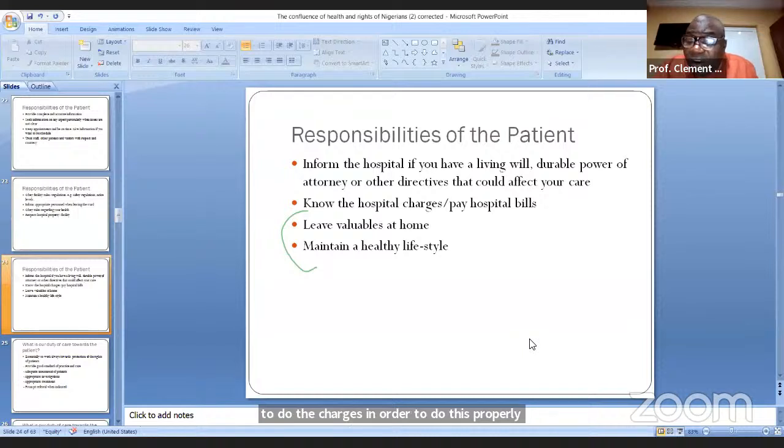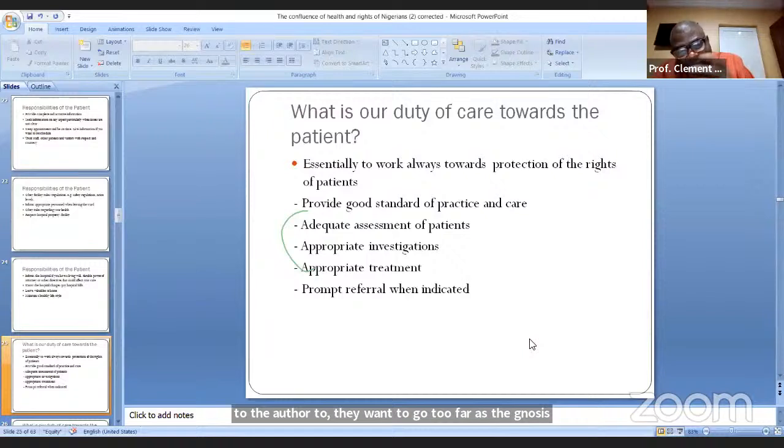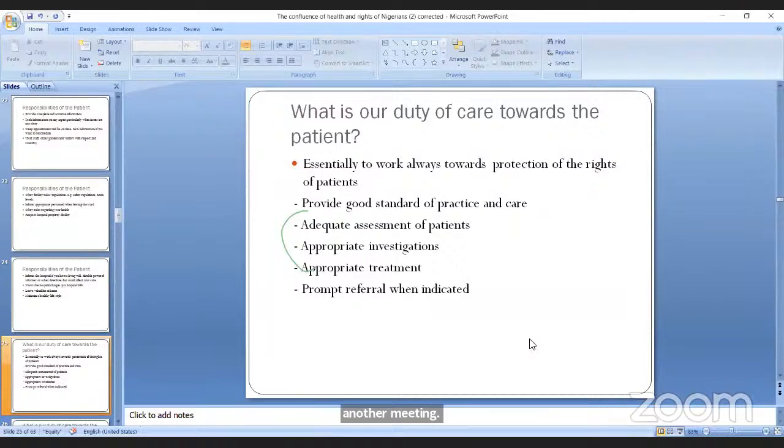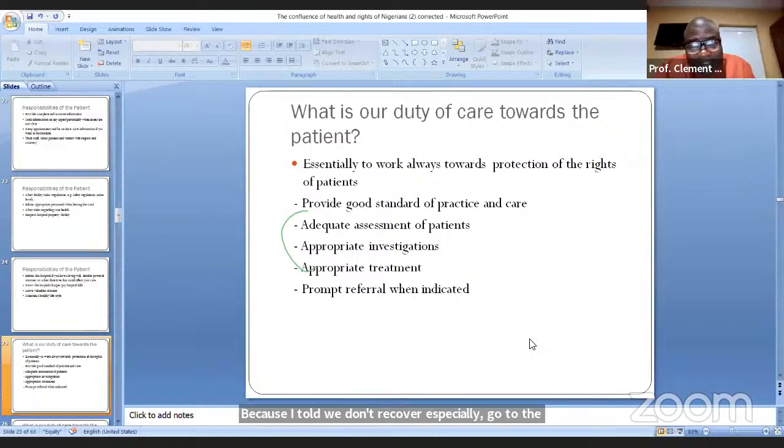You are expected to leave your valuables at home. You don't bring your very expensive gold to the hospital. Then when they steal your gold, you start harassing the nurses and all that. You must maintain a healthy lifestyle. As doctors, what is our duty towards the patient? Remember, I said it and I repeat it here again.